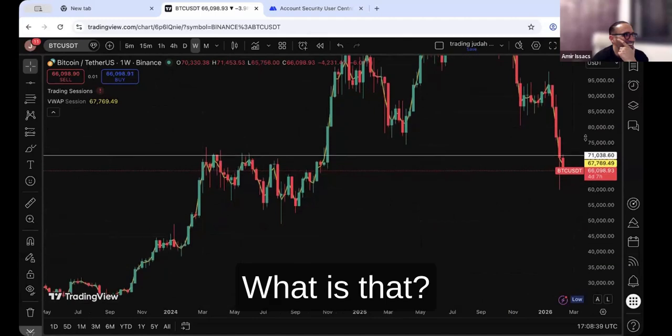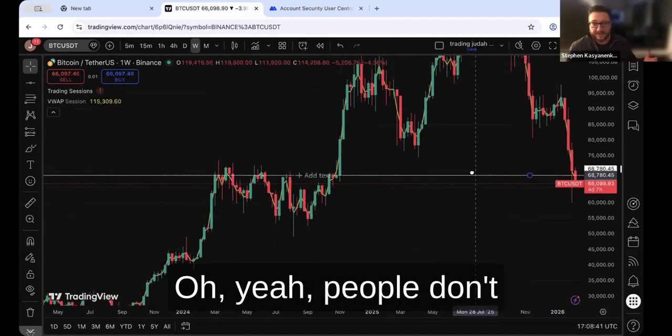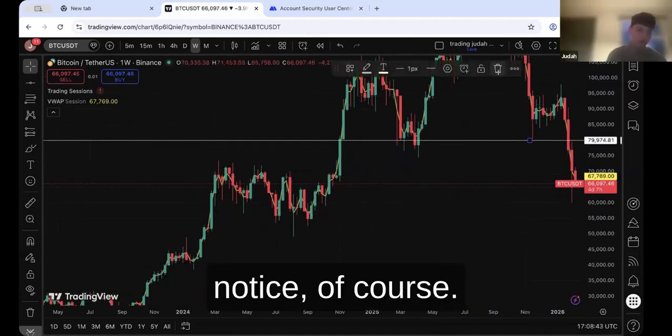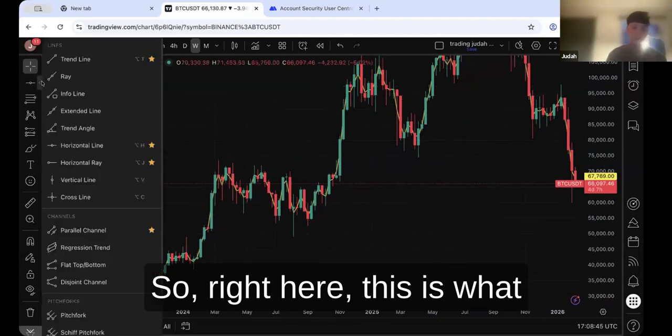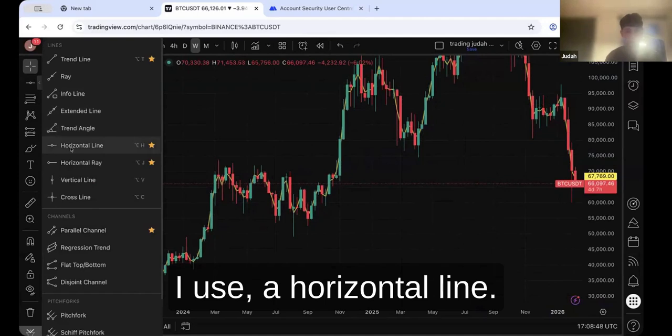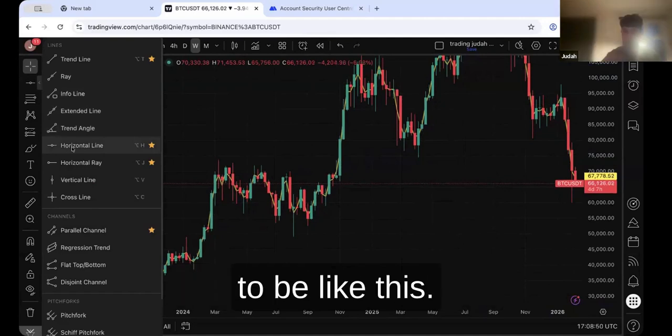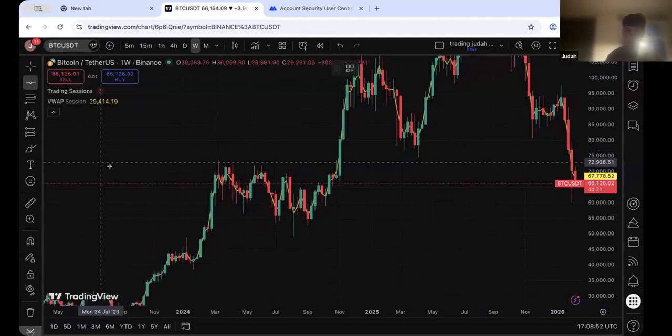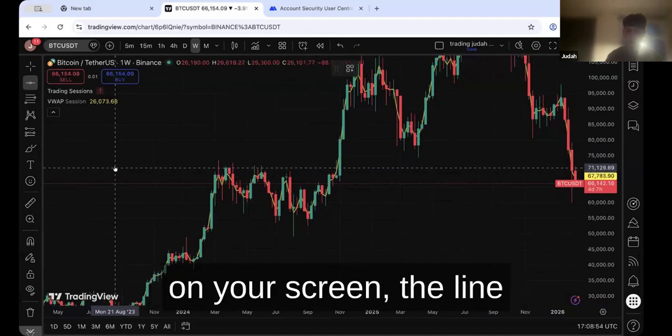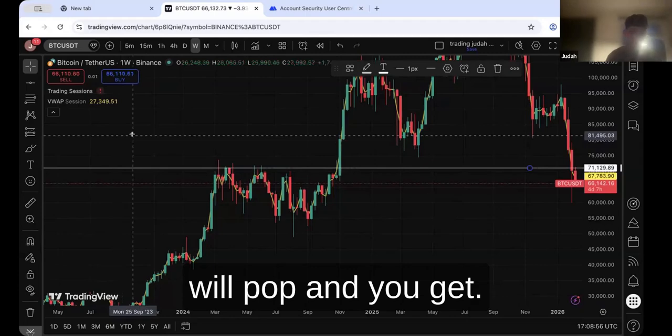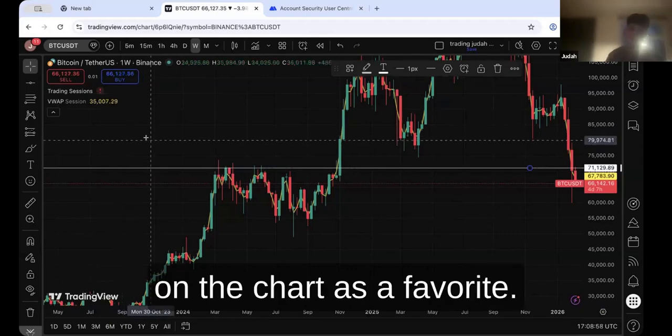Show a trend line. What are we doing here? What you put in? People don't know this, of course. Right here, this is what I use, a horizontal line. So the line is going to be like this. You click on it, and then if you click again on your screen, the line will pop up and you draw a line on the chart.